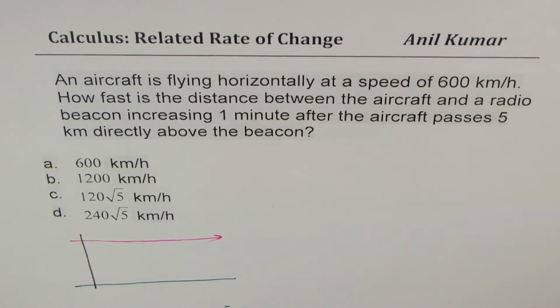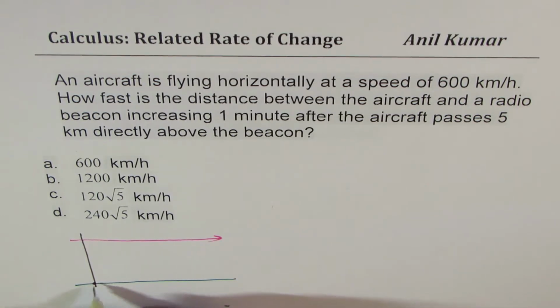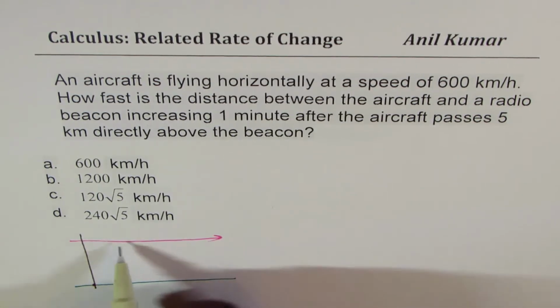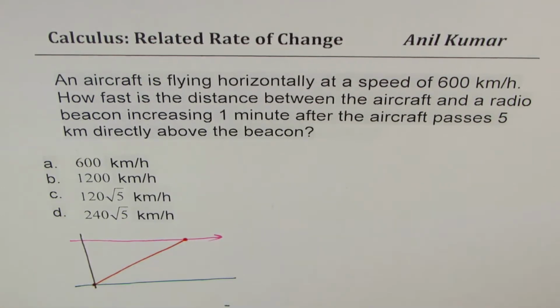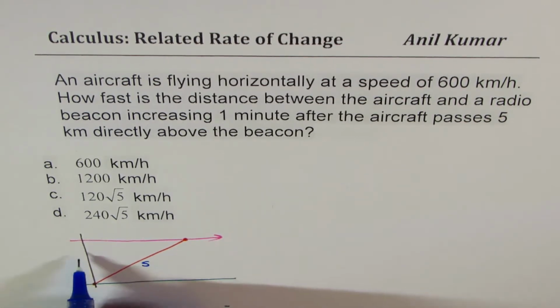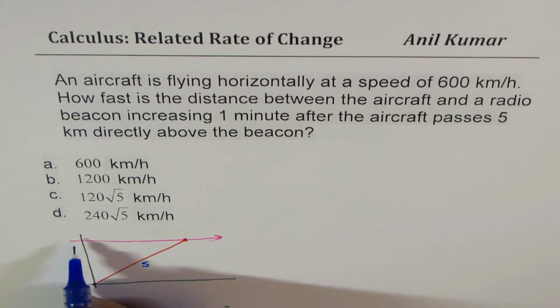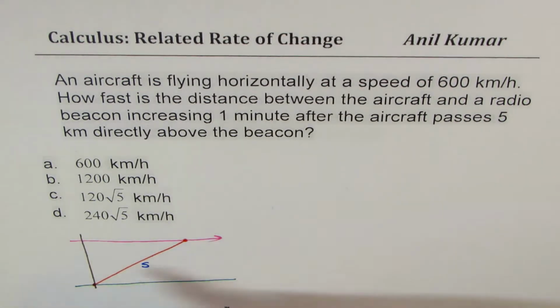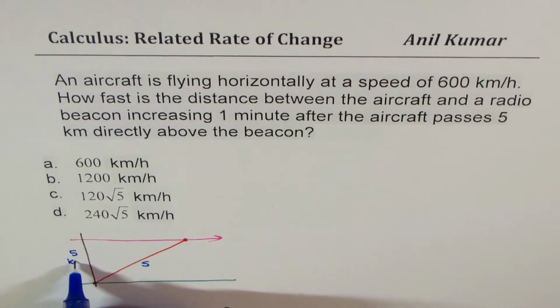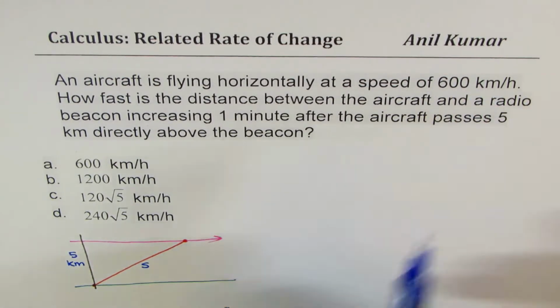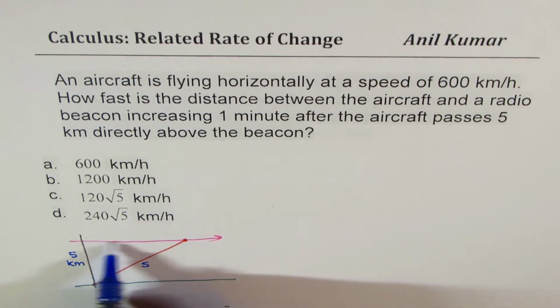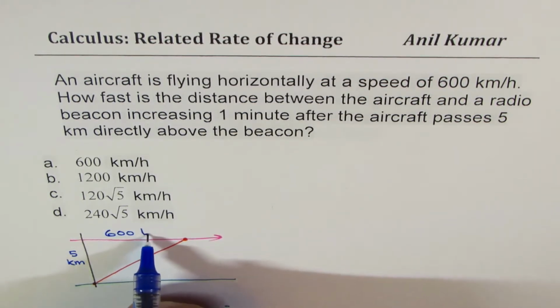Now let us say that the beacon is right here at this point. Then with time, the distance is increasing. We have to find rate of change of this distance, right? Let's call this distance S. The height is fixed. So the height is given to us as 5 kilometers. Let me write 5 kilometers here. Since the speed is 600 kilometers per hour, that means the distance traveled will be 600 times t, right?